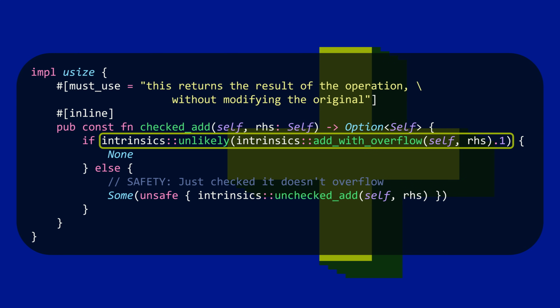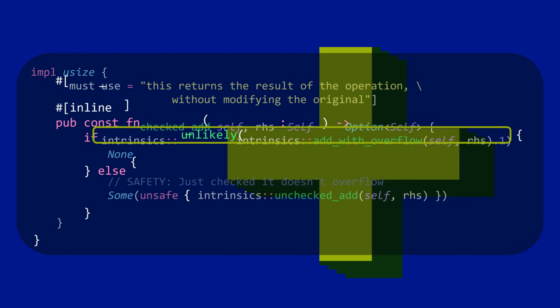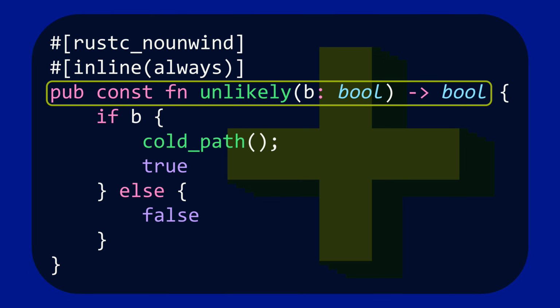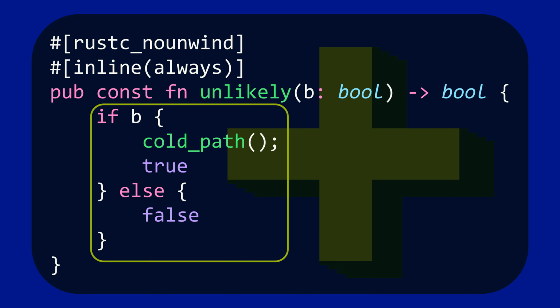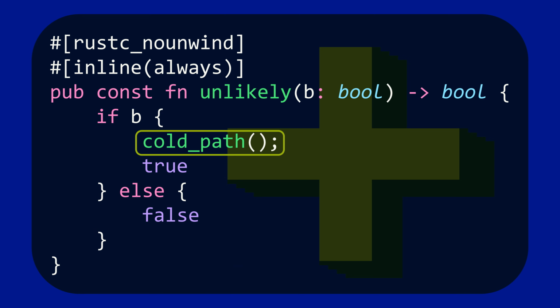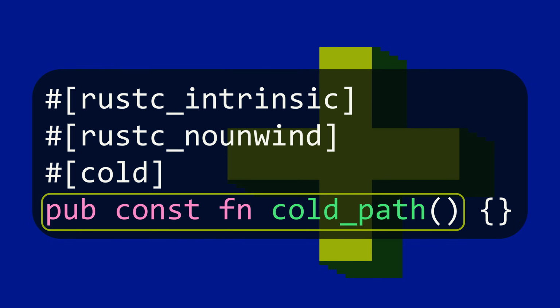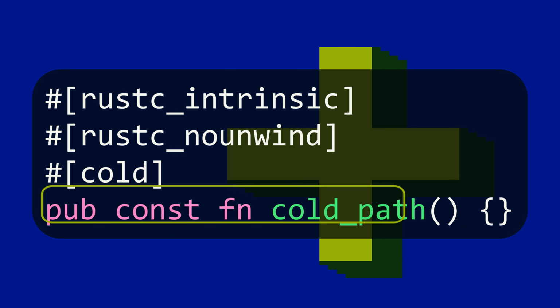This is wrapped in the intrinsics unlikely function, which hints to the compiler that the Boolean is false. This enables better branch prediction by the CPU. The function takes in a bool b and returns a bool. We expect this to return false most of the time because that's the whole point of the function. If b is false, which we are expecting, the function just returns false. In the unlikely case that b is true though, before returning true, we call this cold_path function. The cold_path function is another compiler intrinsic.